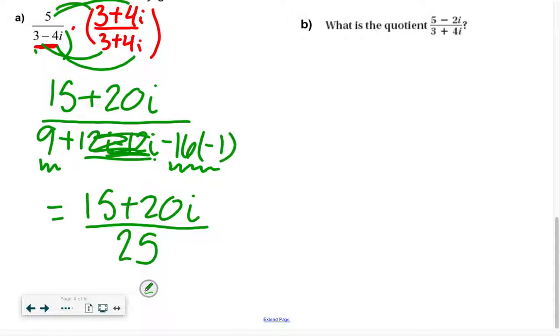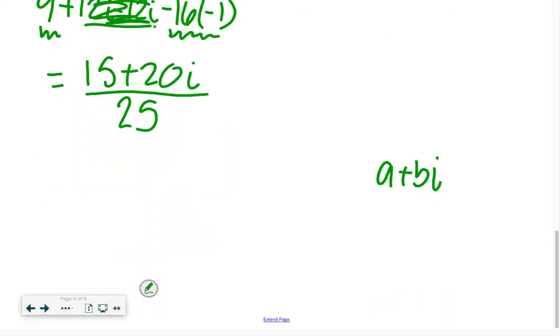Okay. Our last step, we just want to make it that a plus bi. So we separate out the left part and the right part. Separate out your top numerator. And we're going to simplify in one step. Is that okay? You know how to simplify? Yes? Okay. So if I break the 15 over 25 in, I simplify that and it would become what?